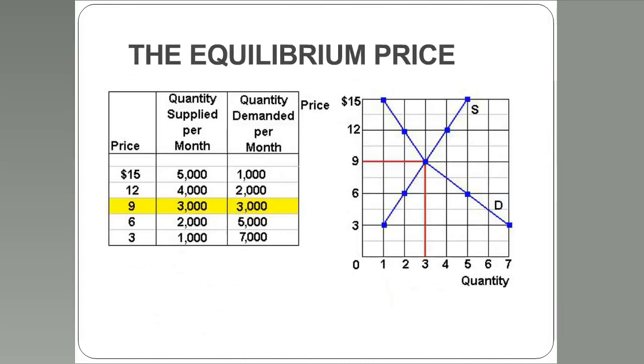The equilibrium price of a good or service is the one price at which quantity supplied equals quantity demanded. Equilibrium price and quantity are shown on this supply and demand graph, where the supply and demand curves intersect. In this case, the equilibrium price is $9, and the equilibrium quantity is 3,000. If the price of a good is above the equilibrium price, the buyers will purchase less. If the price is below the equilibrium price, the buyers will want to buy more.